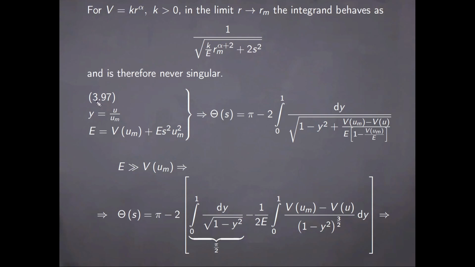Now, using the expression 397 with the transformation given here and the conservation of energy written in this form, so the energy written as per its expression at the point of periapsis, where there is no radial velocity, the scattering angle can be cast in this integral form.